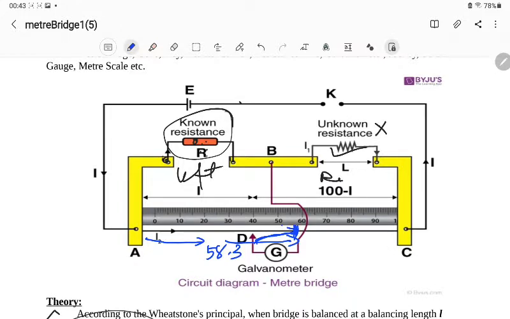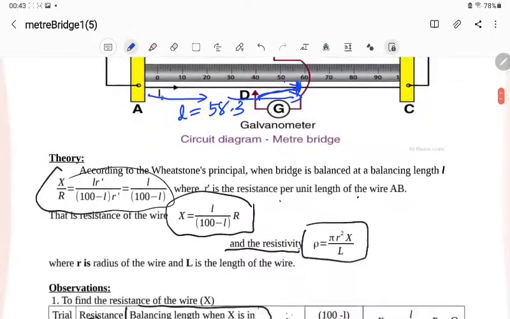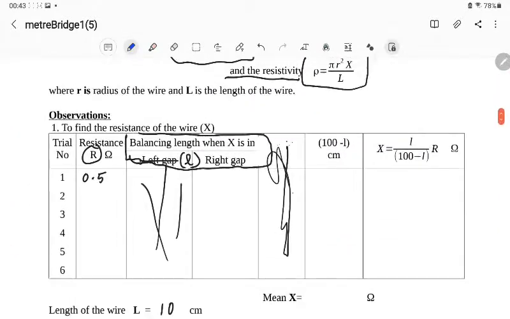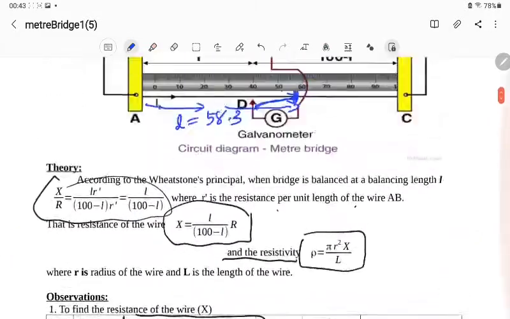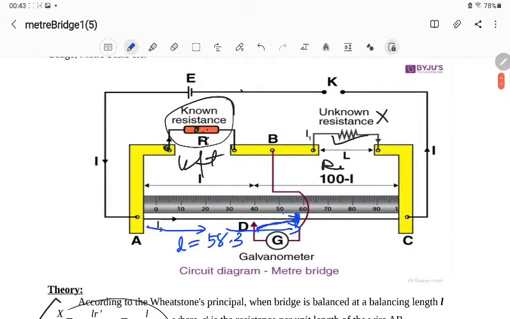58.3 centimeter. So this is the L value. Okay, L equal to 58.3. Now you have to note it down here. So it is 58.3. Like this. After that, now again change the resistance.